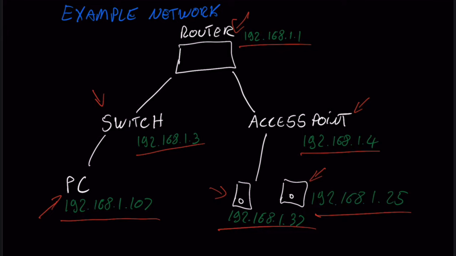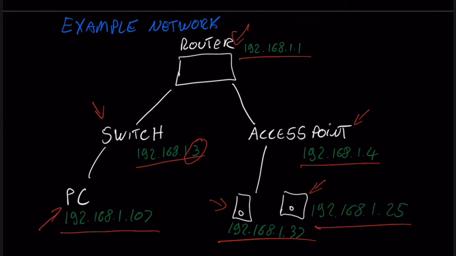Now, each IP address needs to be unique, right? So you can't have a 192.168.1.3 repeating anywhere else, because if that did happen, the computers wouldn't know where to send the information. It would be like having two people with the same phone number.